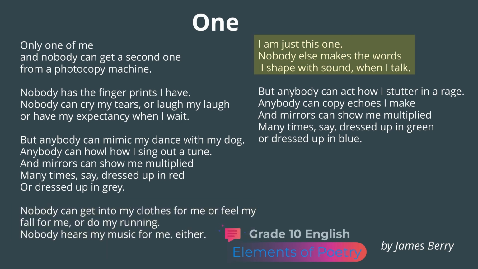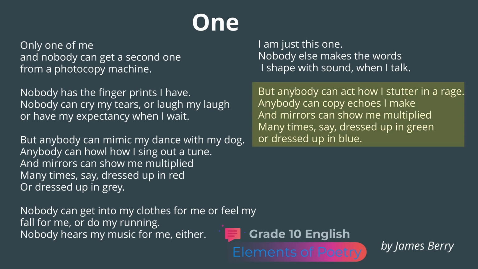I am just this one. Nobody else makes the words I shape with sound when I talk. But anybody can act how I stutter in a rage. Anybody can copy echoes I make. And mirrors can show me multiplied many times, say, dress up in green or dress up in blue.